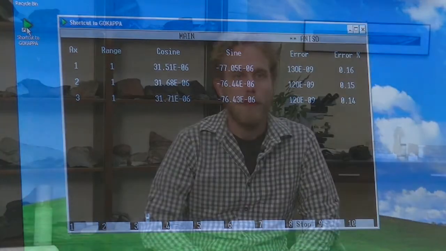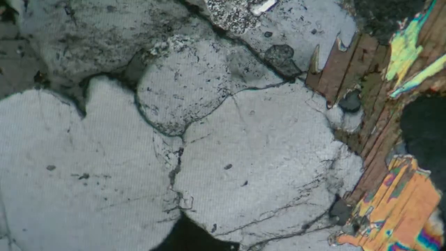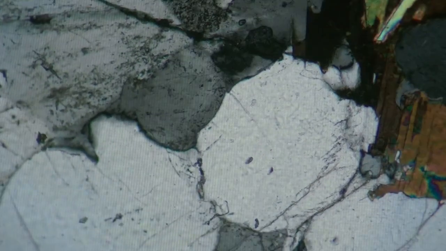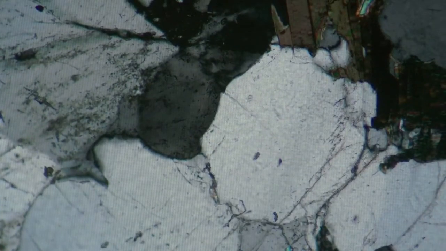Back in the lab, we make thin sections of the rocks, which involve slicing the rock into very thin slices about the thickness of a human hair. We can look through the thin sections with a microscope to determine which minerals are in them and the structures and the patterns within those minerals.